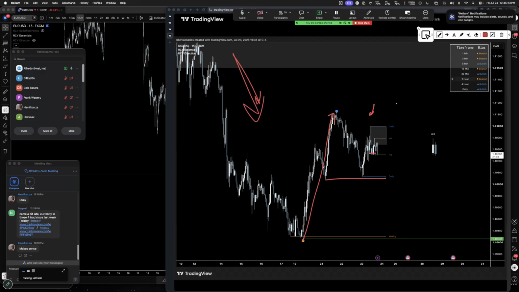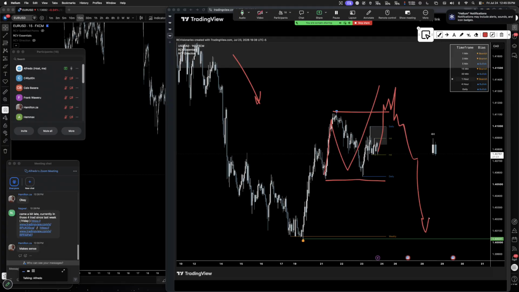So it makes sense from the entry perspective, but it doesn't make sense from the timing perspective or the bias perspective just yet, because technically, if we're failing to break this, then we should be aiming for here. You know what I mean? And then if that is to then sweep, then order flow is completed, and then now is when you should kind of look for that move. You know what I mean?